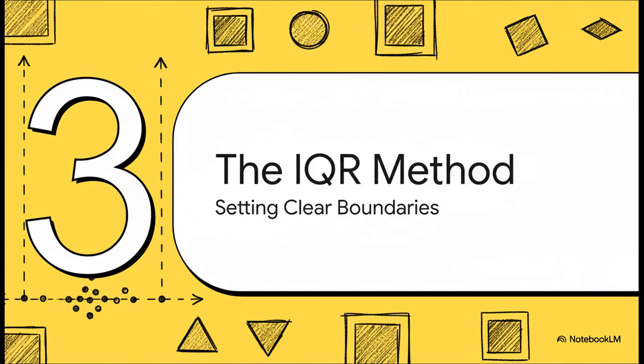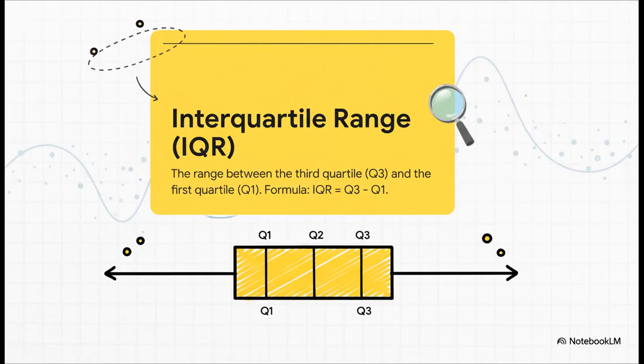Don't worry, it's not scary. Our first method is called the IQR method. And really, it's all about drawing some clear lines in the sand for our data. Now, interquartile range sounds super technical, I know, but the concept is actually really simple.